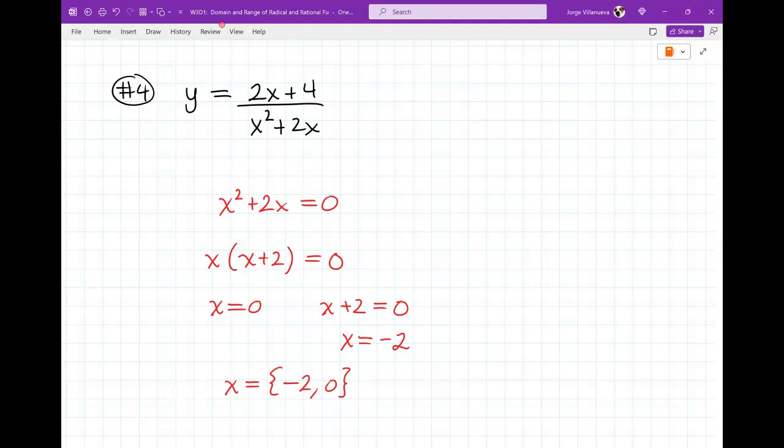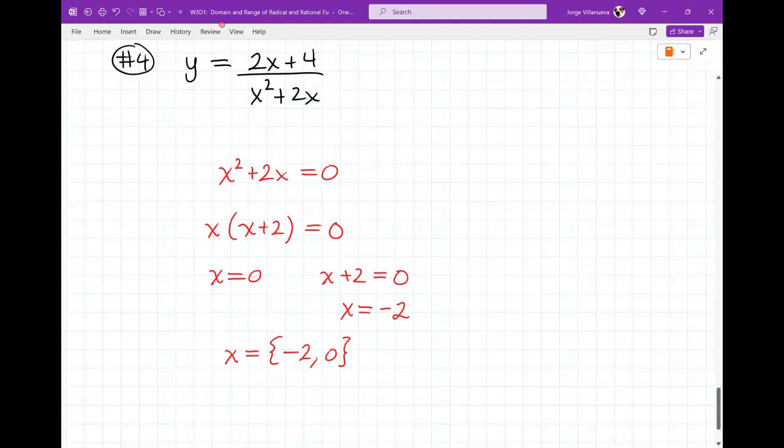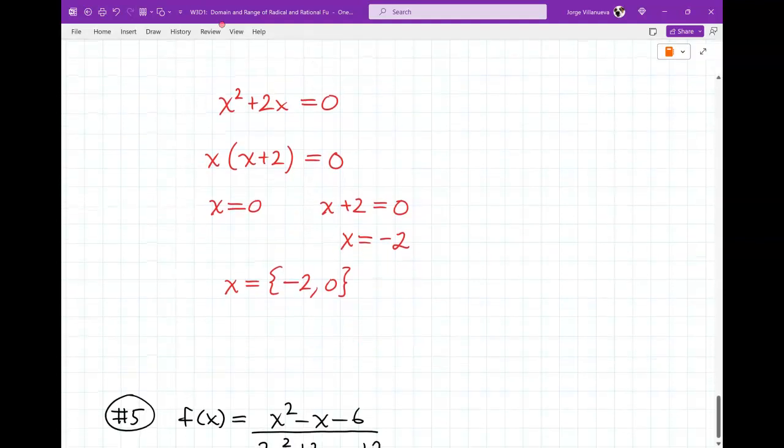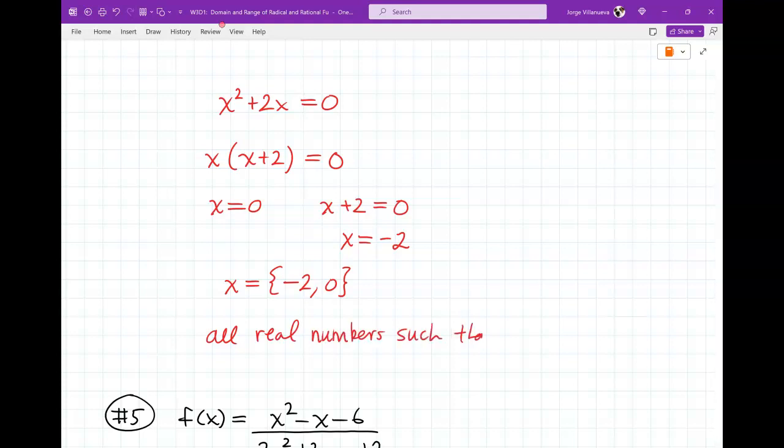So to write my answer, remember, I'm not supposed to include my solutions. So it's going to look like this. All real numbers such that x cannot be negative 2 or 0. All right? That's what I want to write. All real numbers such that x cannot be my answers.